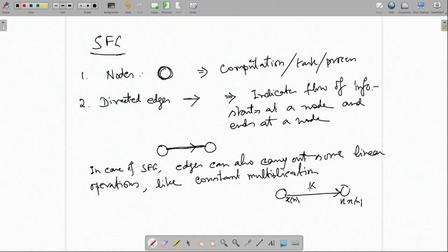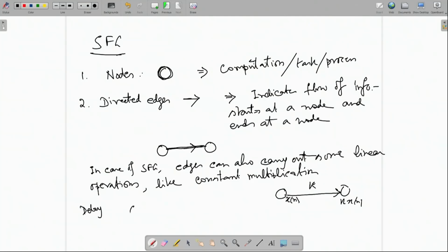Remember, when we deal with the other graphs, DFG and DG, there also we have nodes and edges like this, absolutely the same, but there the edges may not be able to carry out linear operations like this. In the case of SFG, constant multiplication is possible, so if you write k by the side of an edge, it will mean k times the incoming information will be given to this destination node. Another operation is delay.